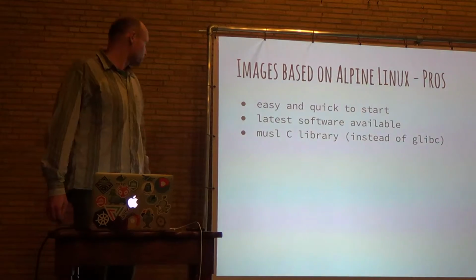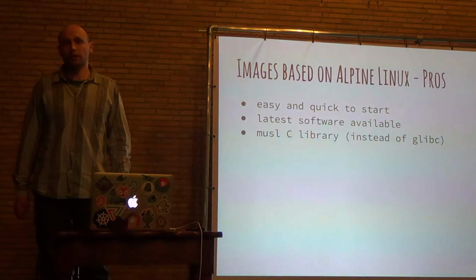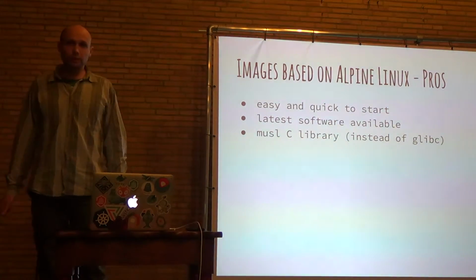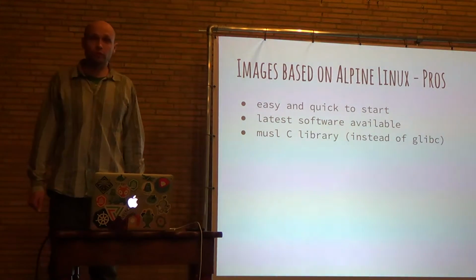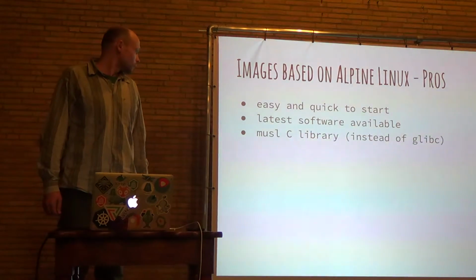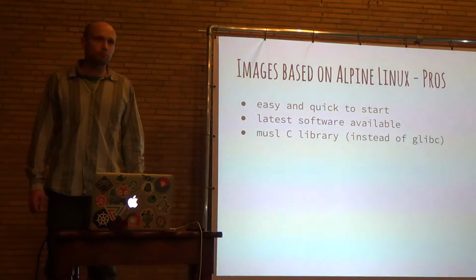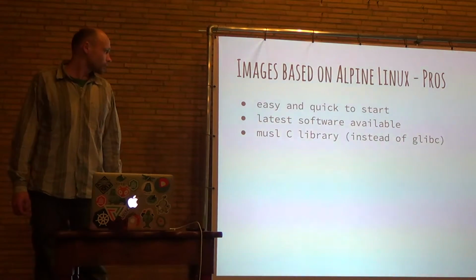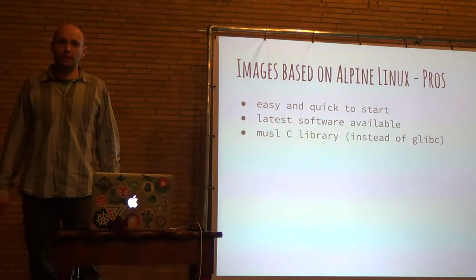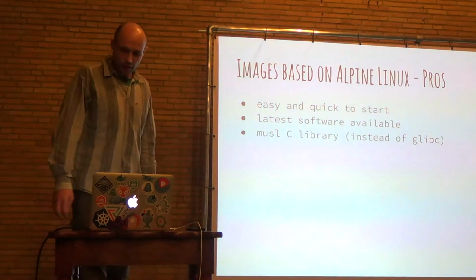So, what are the pros of using images based on Alpine Linux? It's easy to use, and it's quick to build them, and the latest software is usually available in their package management. Also, the minimalistic musl C library is provided instead of glibc, and musl C library is intended for embedded systems, so it's much smaller than glibc.